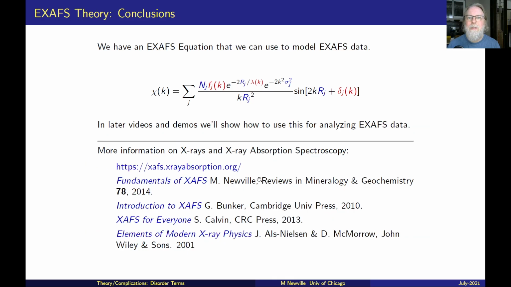So in conclusion, we have an XAFS equation that we can use. And in later videos and demos, we'll show you how to use this for analyzing XAFS data.